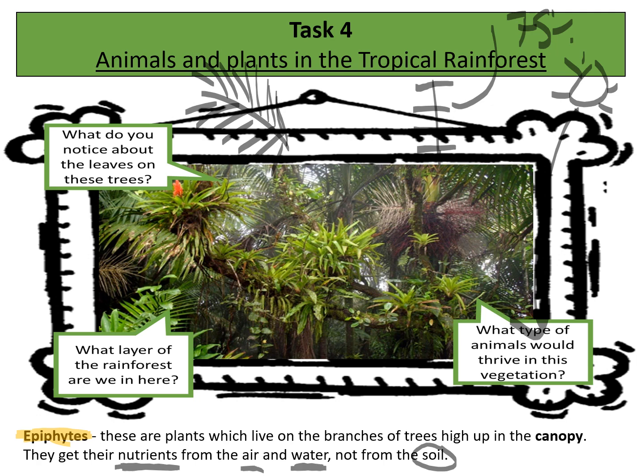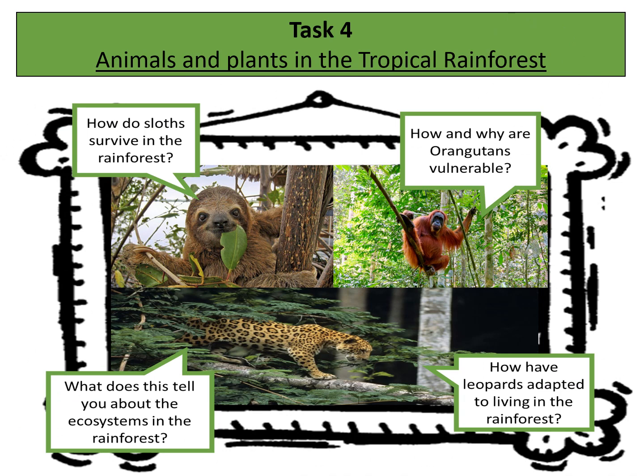And there's some other things that we can see. We've got some little animals here. The animals might be living in this environment because of the plants and the fruit that is on offer in the canopy layer. And then this is the final photograph. This is looking at the different animals that live in the tropical rainforest and how they can survive.